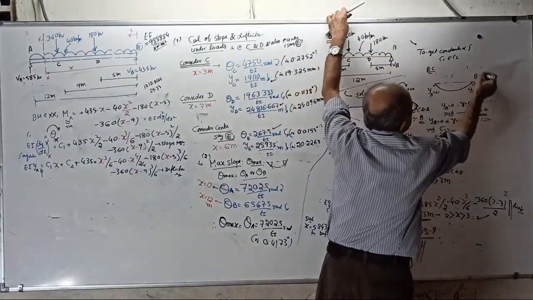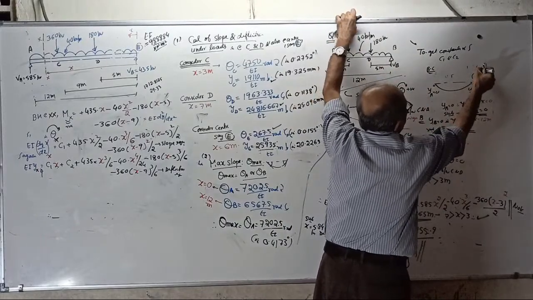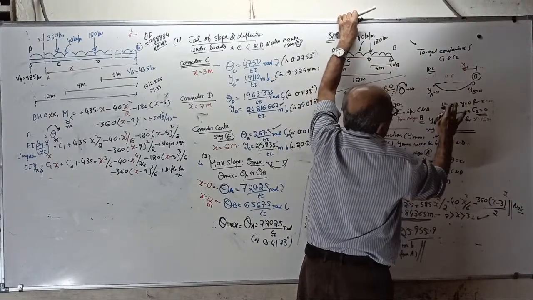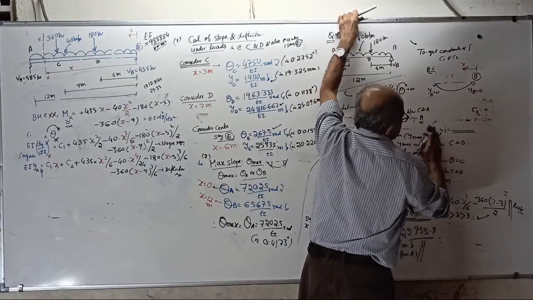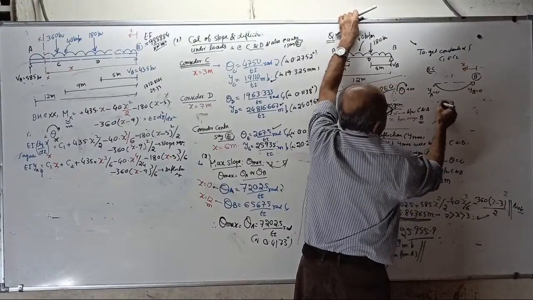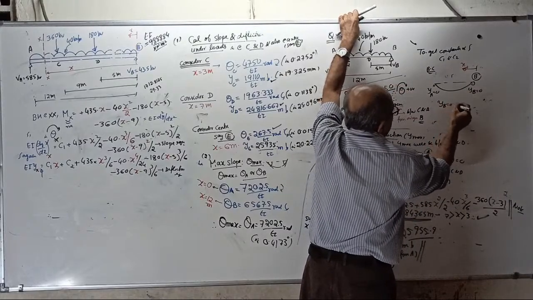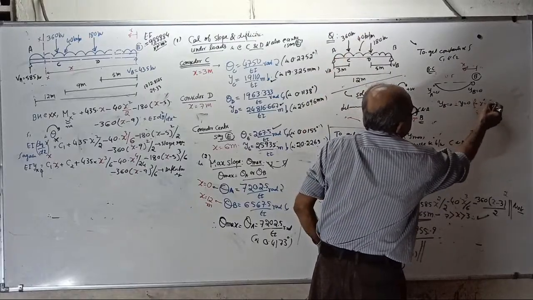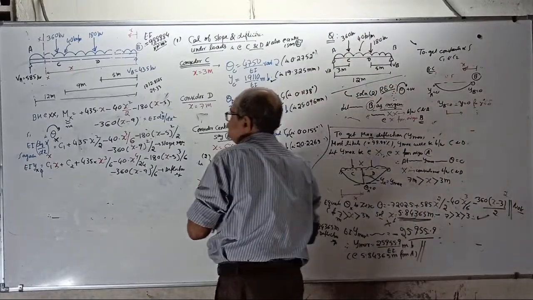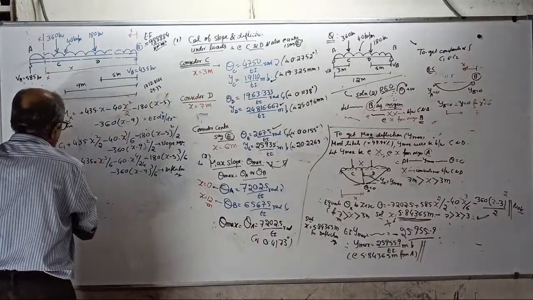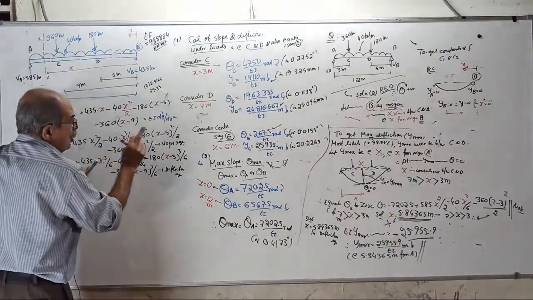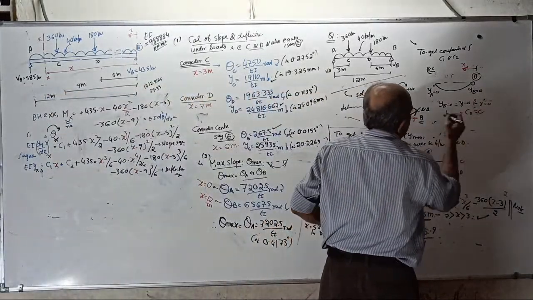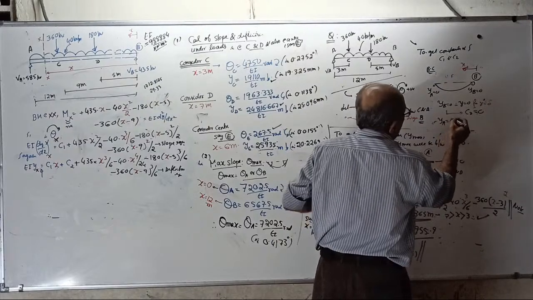Now origin is B, B is the origin, x from here. Deflection at B equal to 0. Therefore, y is 0 for x equal to 0. Substitute: 0 equals C2, so C2 will become 0.